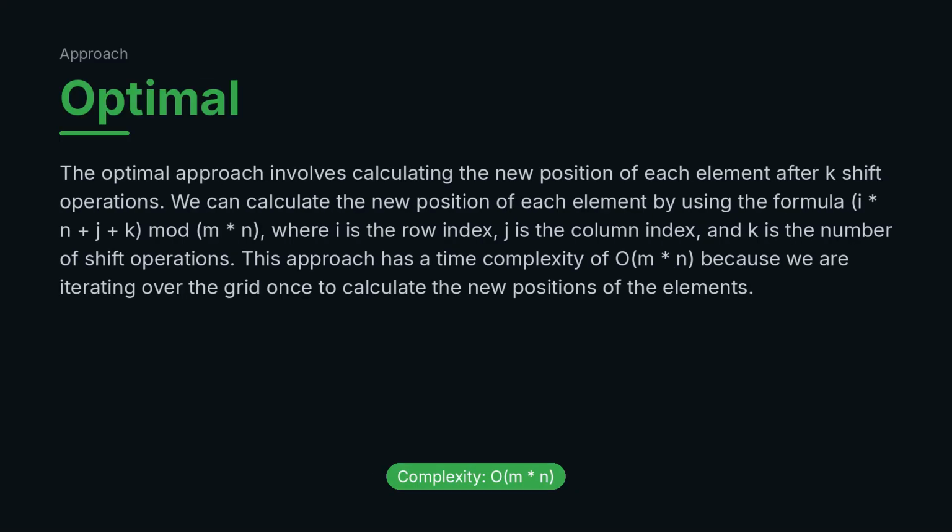The optimal approach involves calculating the new position of each element after k shift operations. We can calculate the new position of each element by using the formula (i * n + j + k) mod (m * n), where i is the row index, j is the column index, and k is the number of shift operations. This approach has a time complexity of O(m * n), because we are iterating over the grid once to calculate the new positions of the elements. The complexity here is O(m * n).